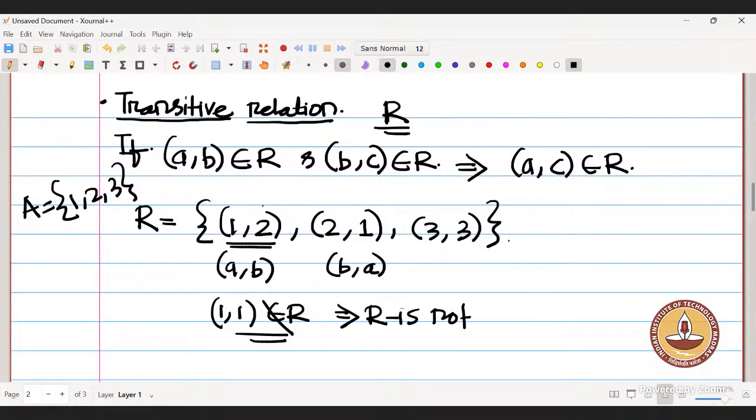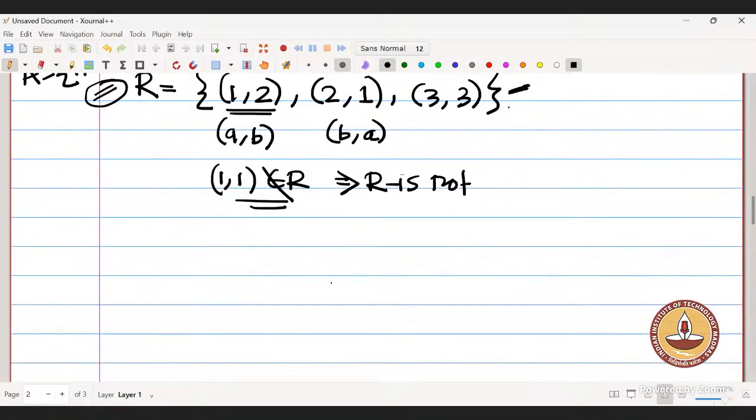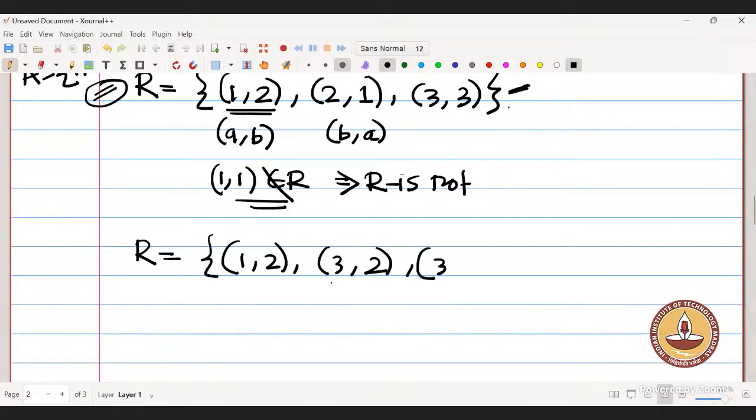So what about whether R is reflexive? Whether this relation is reflexive? No. What about symmetry? Whether this relation is symmetric? Yes, it's symmetric, correct. So again, let's consider one more relation: (1,2), (3,2), let's say (3,1).